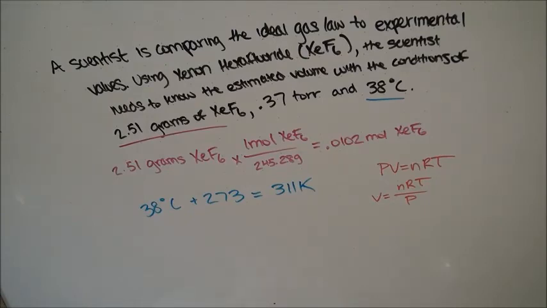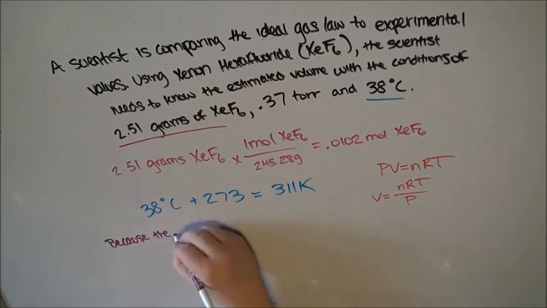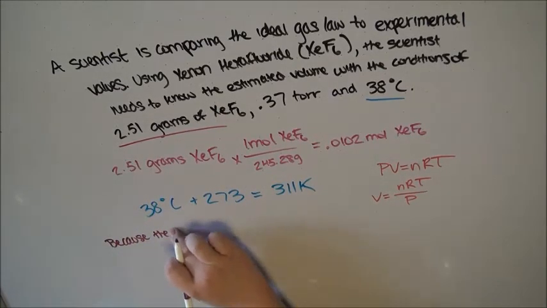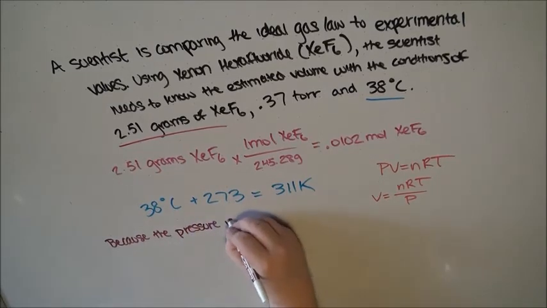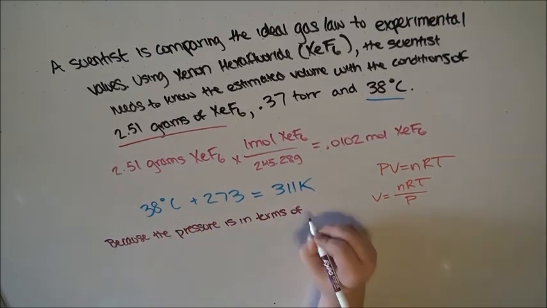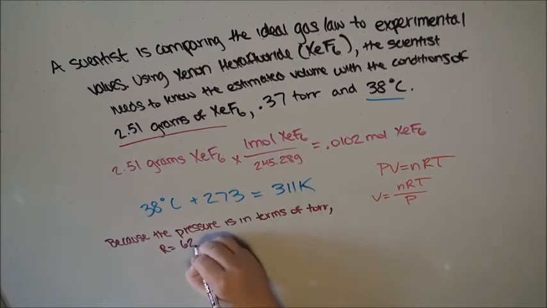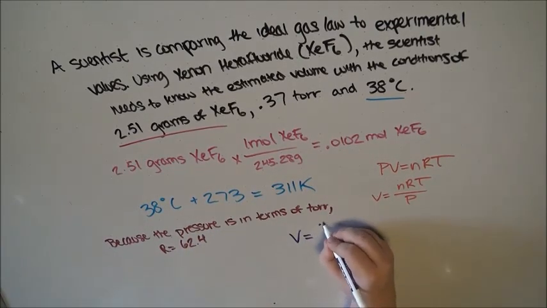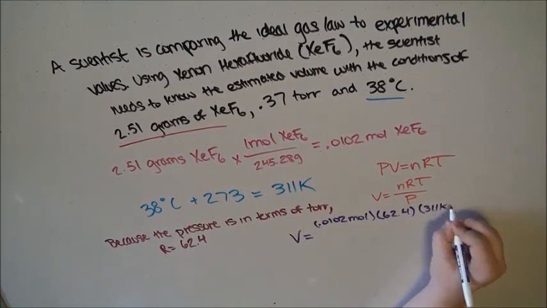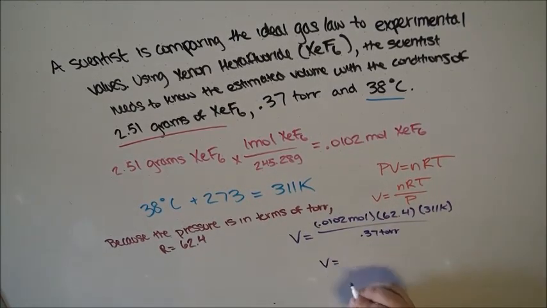Now that you know all the needed variables, you need to rearrange the equation to find volume. Therefore, PV equals nRT would rearrange into V equals nRT divided by P. Therefore, volume would equal 0.0102 moles times 62.4 times 311 Kelvin, all divided by 0.37 torr, which would then give you the answer 530 liters. And this is how you would approach and solve that specific problem.